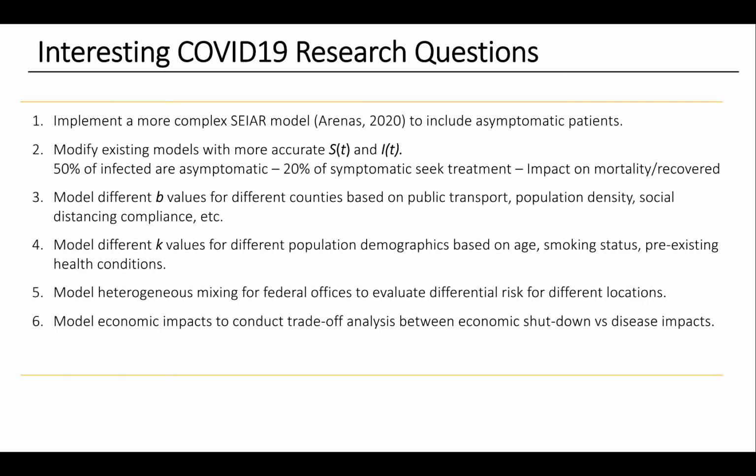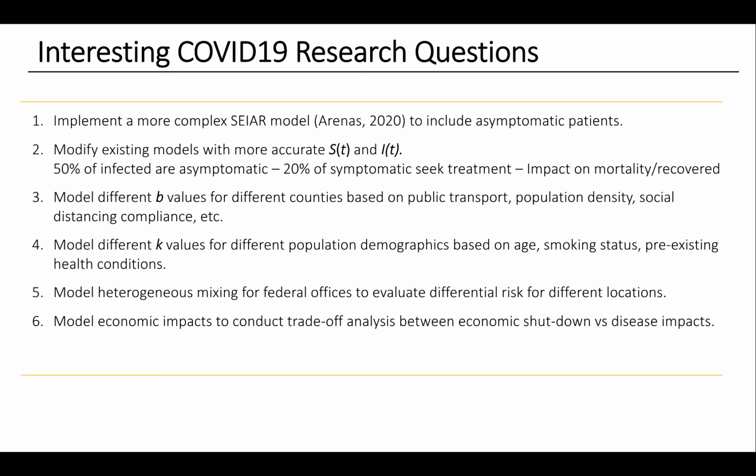So some interesting research questions that we're exploring. One is to implement a more complex SEIAR model. Now what that does is that has a susceptible, exposed, infected, asymptomatic, and recovered, and that was published earlier this year. And so including asymptomatic patients is an important dynamic, as you can imagine. And so we are implementing that model.